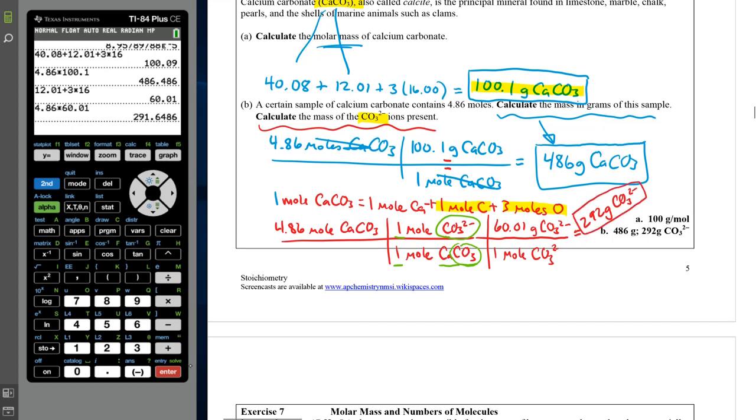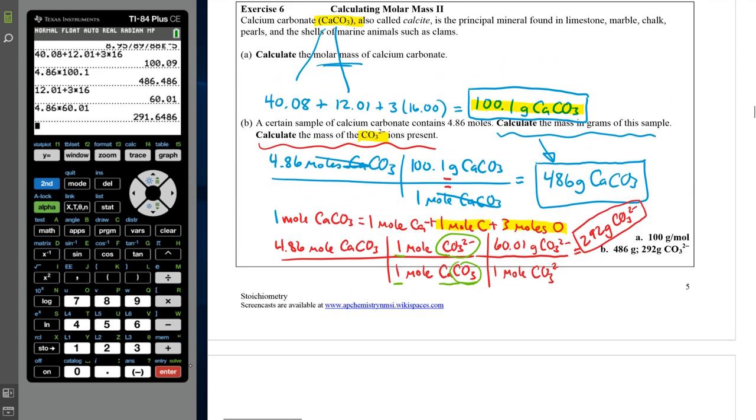So there's that part, and our second part of 6B. All right. There will be a lot of questions in different places throughout the course where you're given a compound and you're asked to focus in on one part of it. In this case, we were given calcium carbonate, and we're asked to focus just on the carbonate aspect, the carbonate ions that are present in that compound.